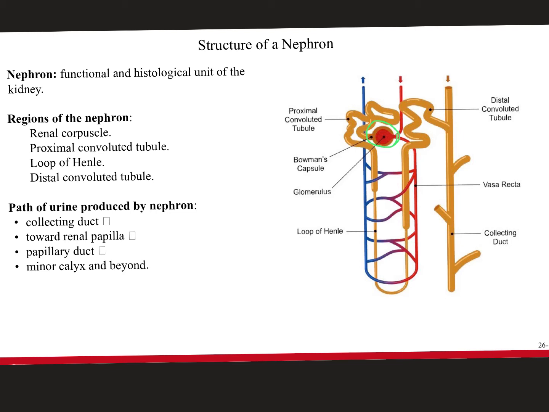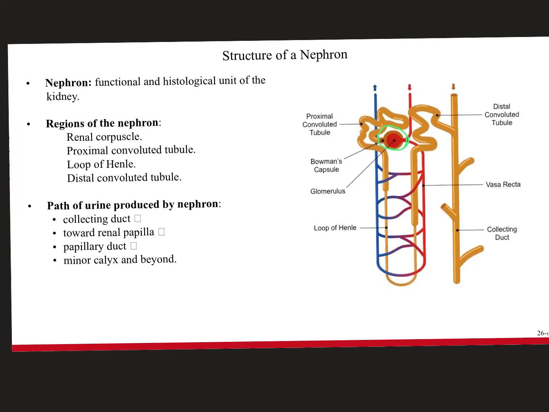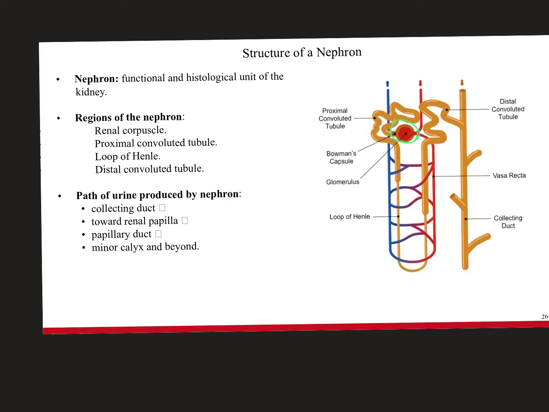Now, blood comes into the renal corpuscle and blood goes out of the renal corpuscle. And we'll talk about the in and out vessels later. But once blood has been filtered in the renal corpuscle, the filtrate, the materials that are pulled out of the blood, move directly from the Bowman's capsule into the proximal convoluted tubule.